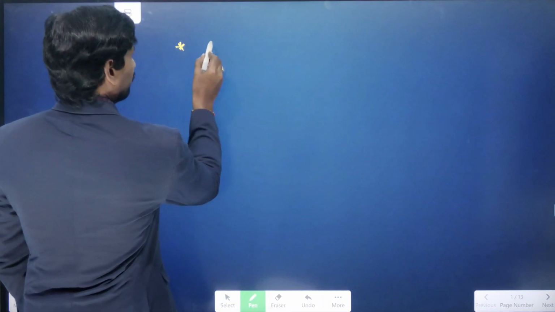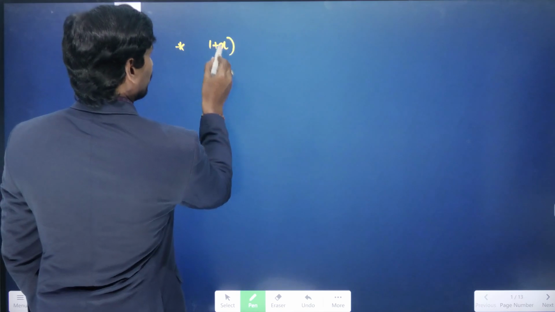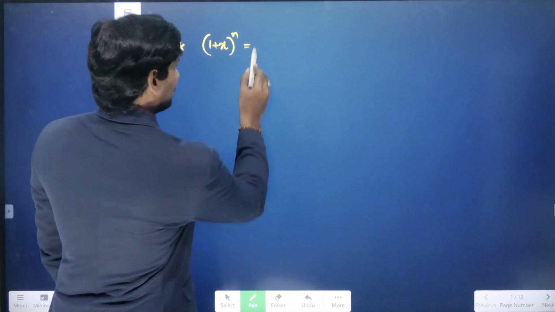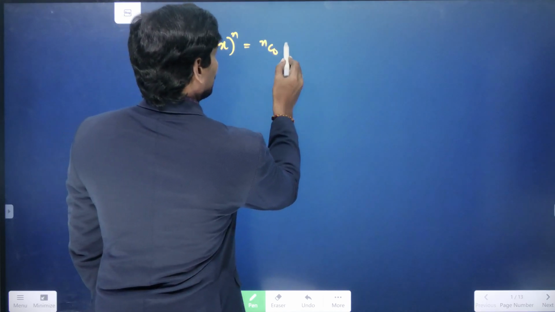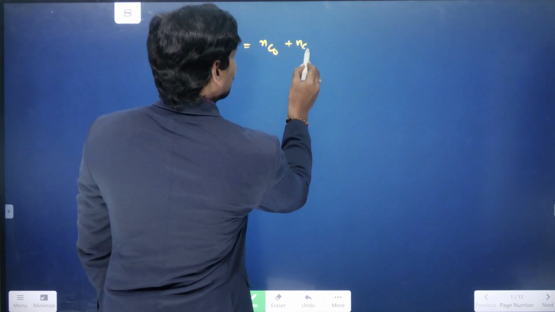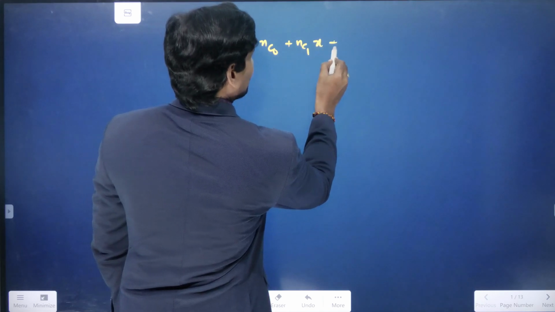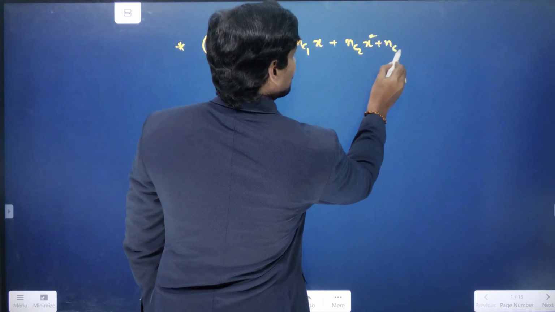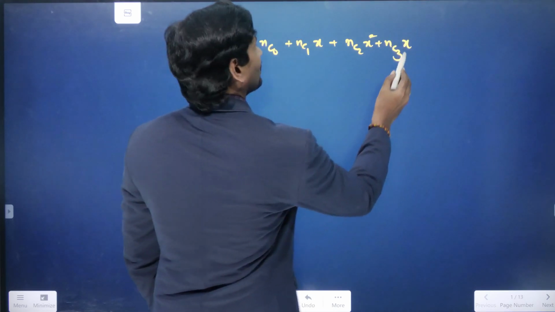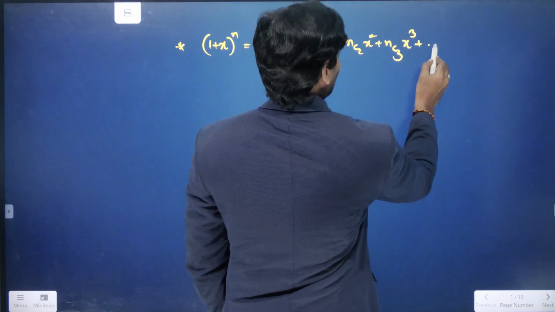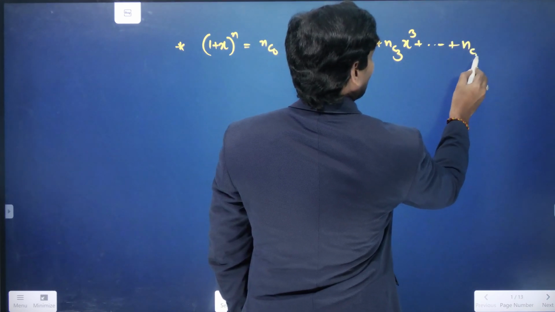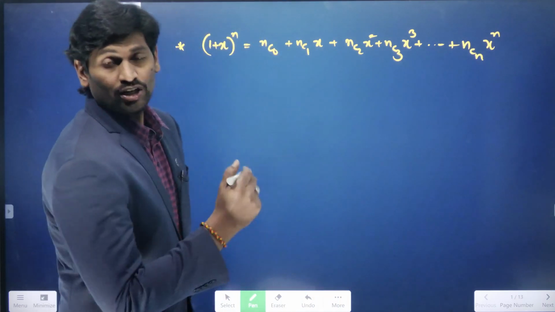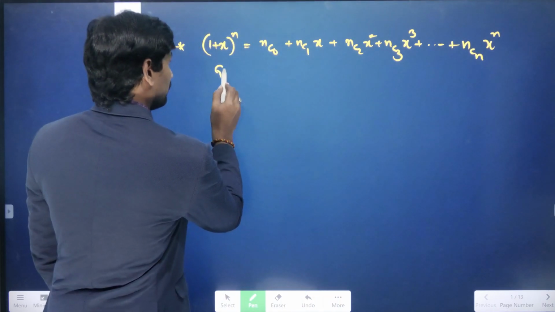Mainly, for (1 plus x) whole to the power of n, in its expansion we discussed that it is nC0 plus nC1 x plus nC2 x square plus nC3 x cube plus and so on plus nCn x power n. And also we discussed the general form.